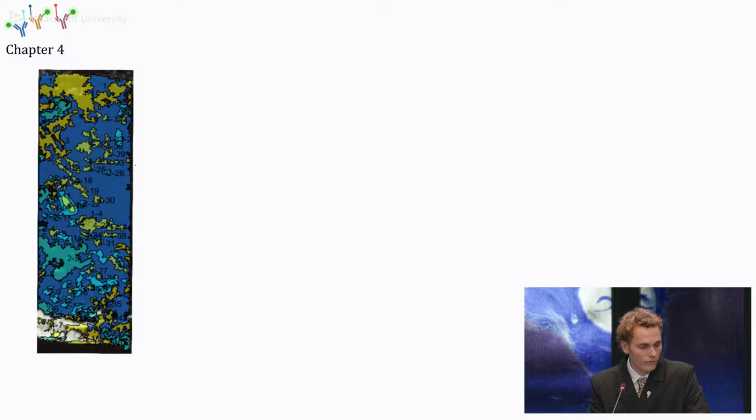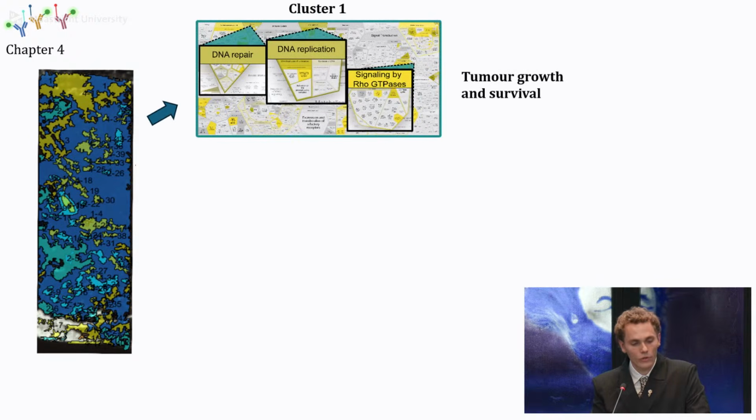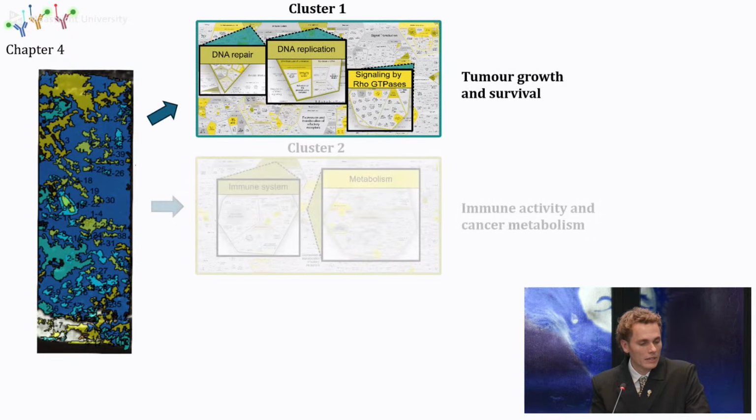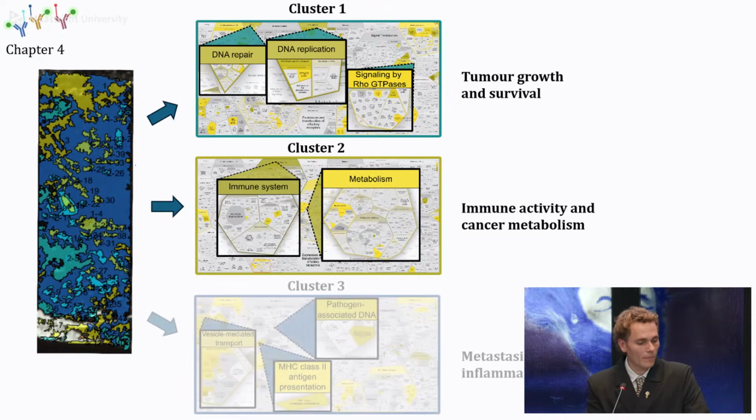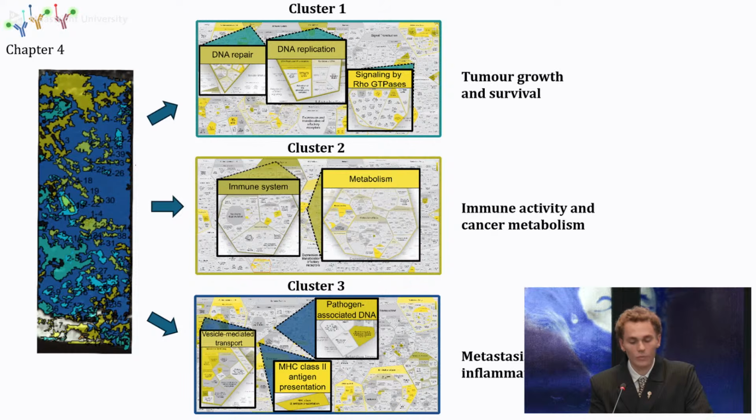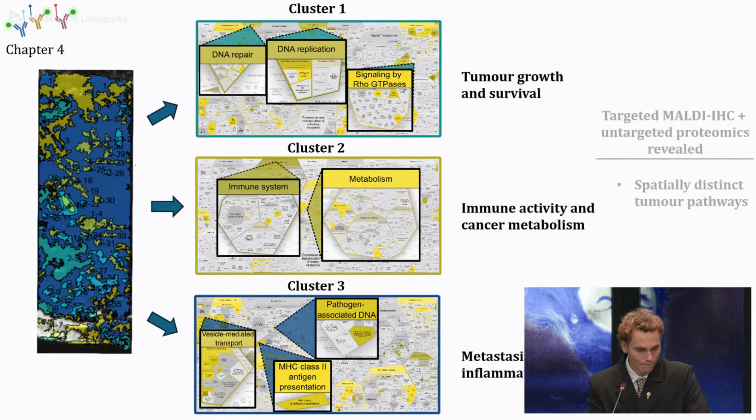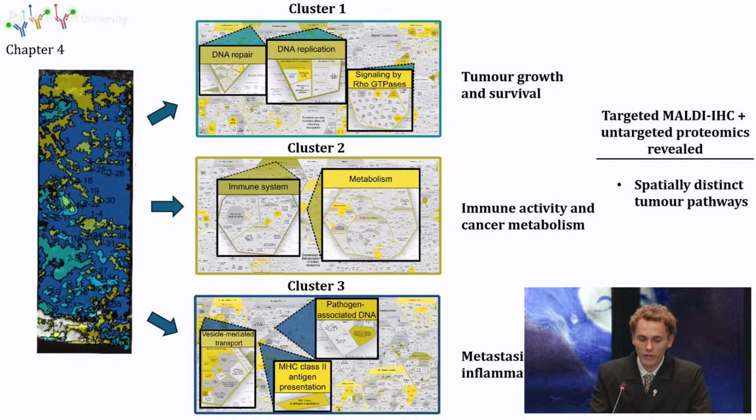And what I got out from this was 3 different clusters from the 6 different markers that we saw, where cluster 1 was related to tumor growth and survival, cluster 2 was related to immune activity and cancer metabolism, and cluster 3 was related to metastasis and inflammation. And with that, we can say that targeted MALDI-IHC was able to guide the untargeted proteomics and thus reveal spatially distinct tumor pathways in the cancer tissue.